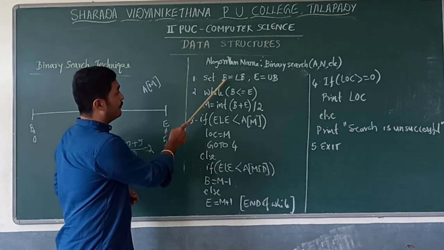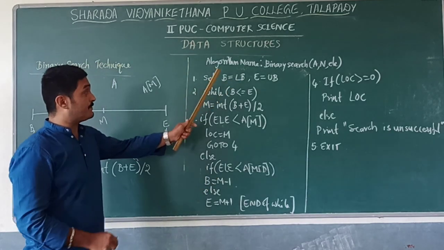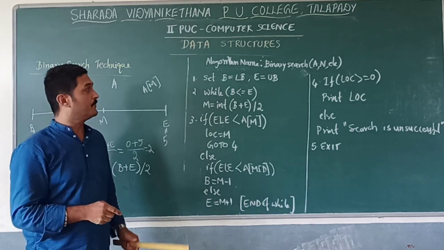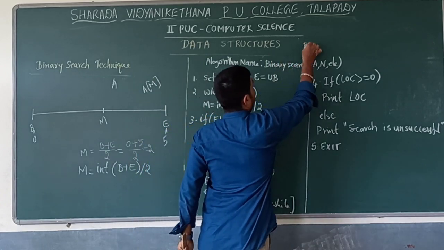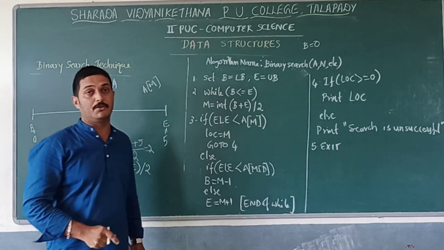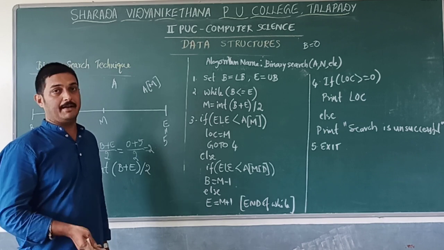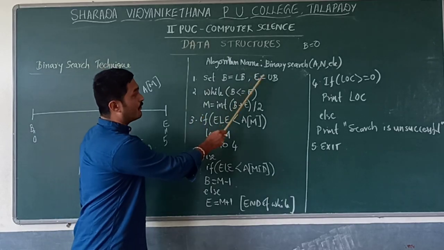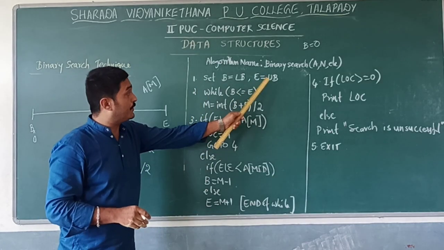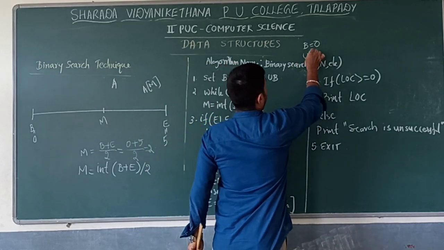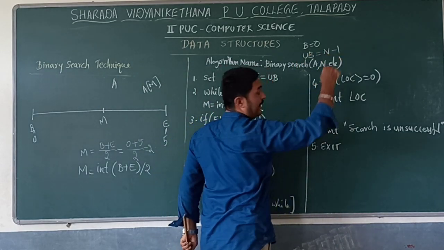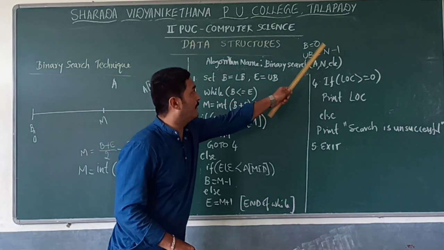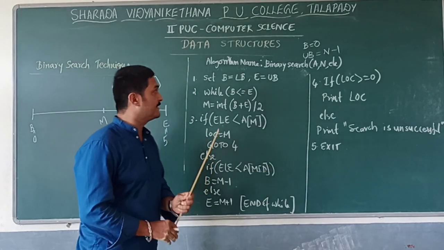Here, set b equal to LB. B means beginning, LB means lower bound, that is, the index value of the first element. Normally b equal to 0 is also allowed, since the first element's location in 0-based indexing is 0. Next, e equal to UB. UB means upper bound, normally equal to n minus 1, where n is the total number of elements. So b equal to 0, UB equal to n minus 1.